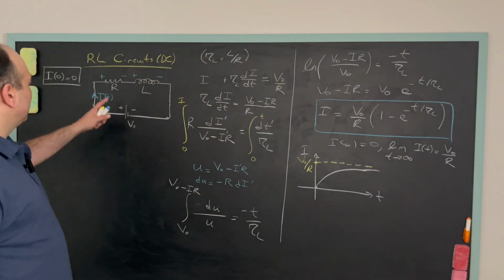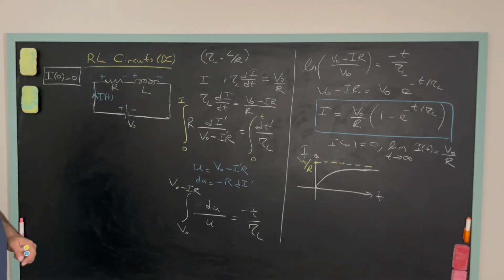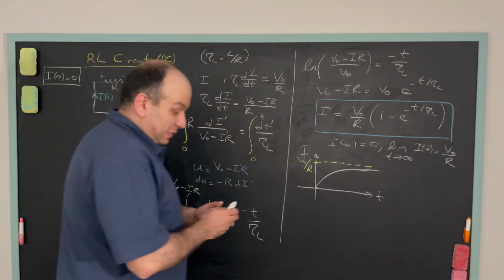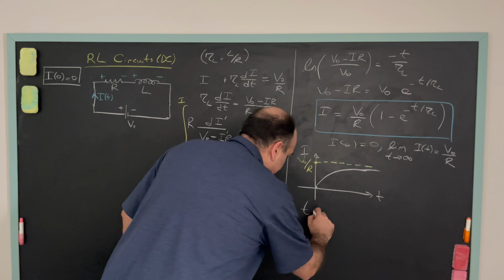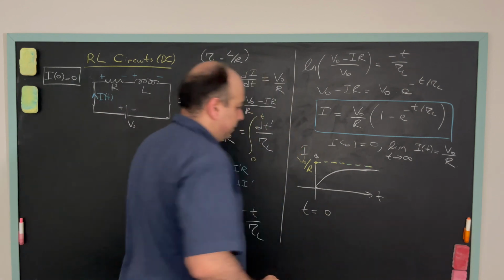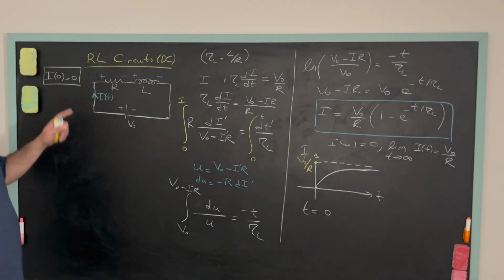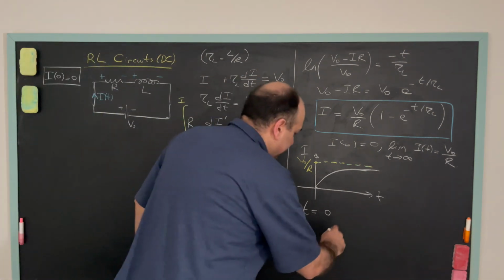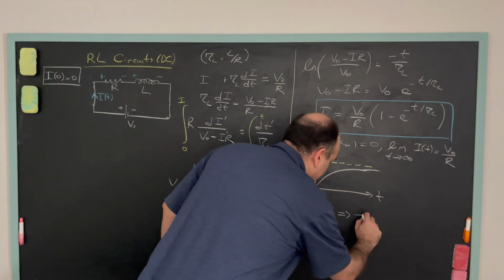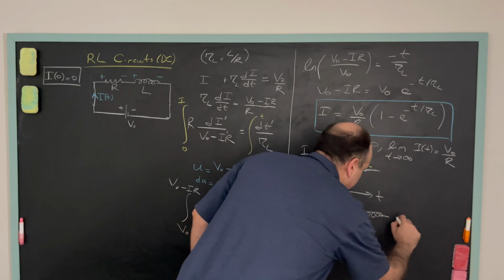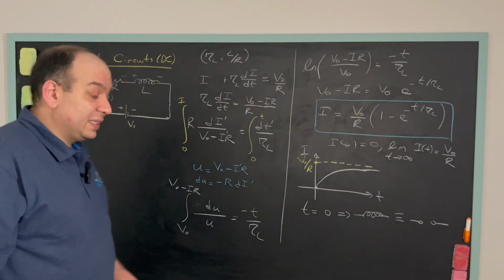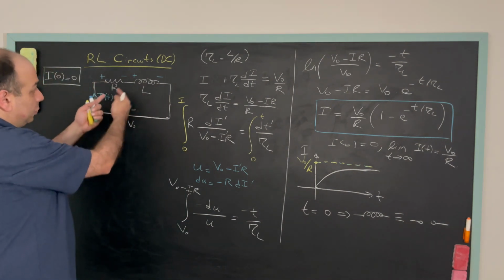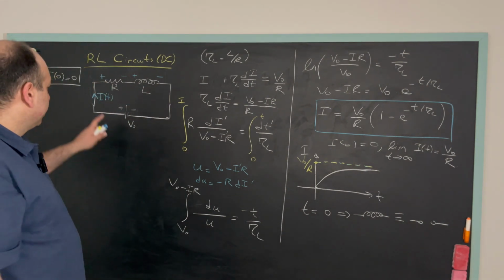Wait, what is V naught over R? I have R here, this is V naught. It's as if there is no inductor in the circuit. This is quite nice. So when t is equal to 0, there is no current in the circuit, meaning that the inductor behaves like an open. So it means as if there is no closed loop here. So there will be no way for the current to run.